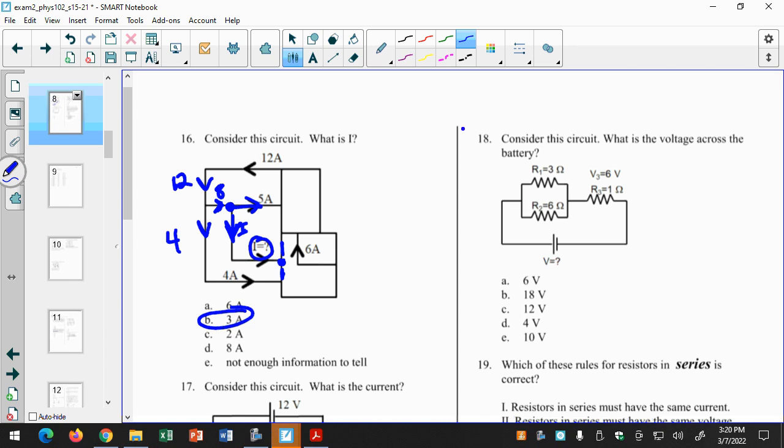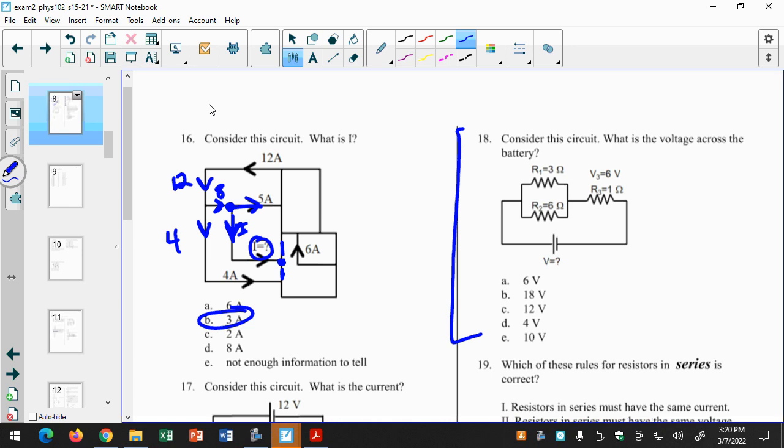Let's look at number 18 while we're here, because students sometimes have trouble with this. You're probably going to have one like this, where I give you a voltage or a current, not on one of the batteries, but on one of the resistors. I could do either. And then you have to figure out what is the voltage of the battery.